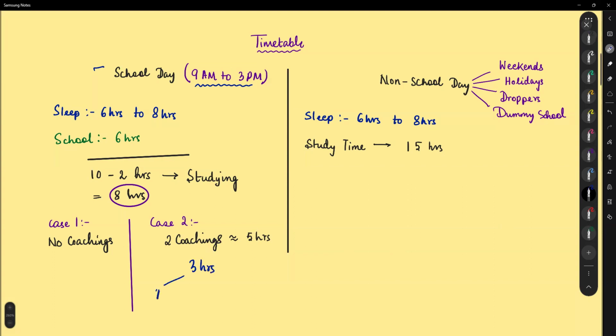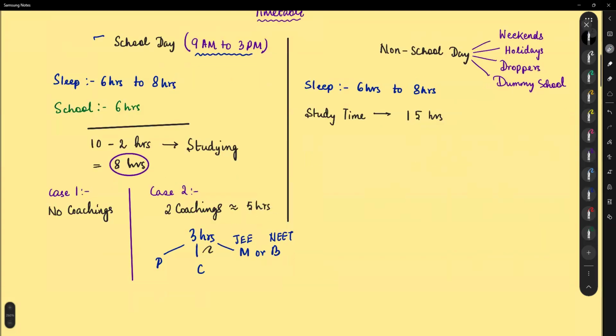You should give each hour to P, C, M, or B, depending on which exam you're giving. If you're giving JEE, you give time to mathematics. If you're giving NEET, you give time to biology. So in these 3 hours, in physics, you give 1 hour. For chemistry, you give 1 hour. For maths or biology, you give 1 hour.